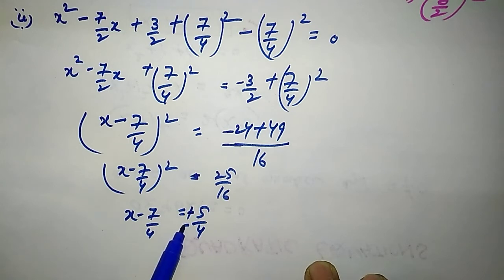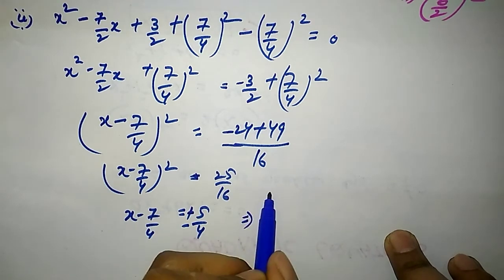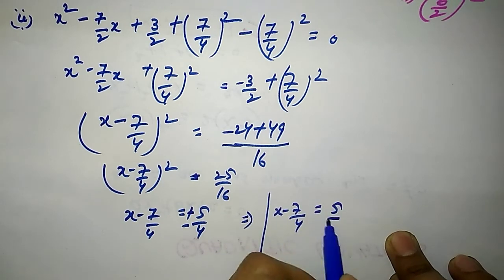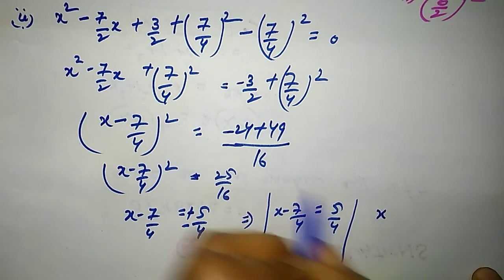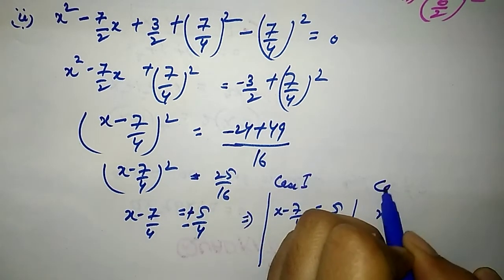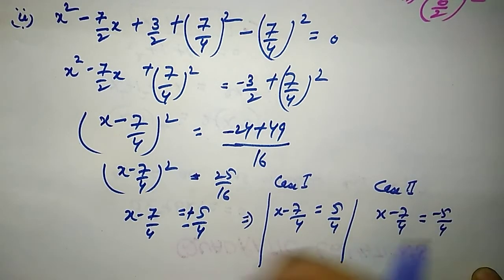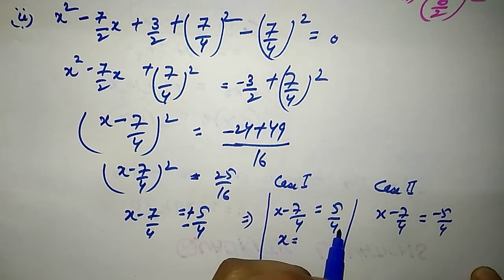So now take the first case as x minus 7 by 4 is equal to 5 by 4. In this we take plus 5 by 4. This is case 1, and the other case is x minus 7 by 4 is equal to minus 5 by 4. Now to find the value of x, we will shift this minus 7 by 4 to this side, and after adding, we get 12 by 4, that is 3.